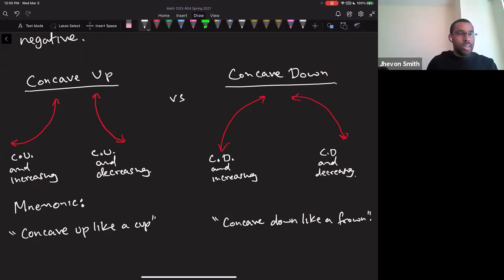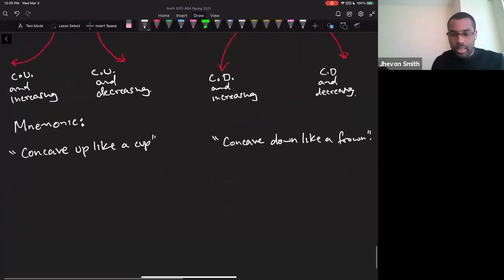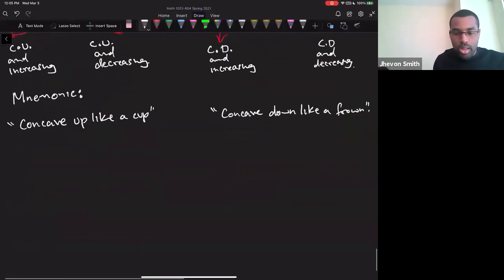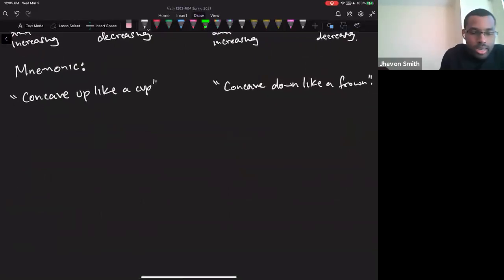Okay. So that's one thing I want to make sure that you get. Concavity is about shape. It's not about increasing or decreasing or being positive or negative. It has nothing to do with any of that. It's about shape. Do you shape like a cup or do you shape like a frown, right? So that's an important idea. Now, another important idea is the idea of an inflection point.